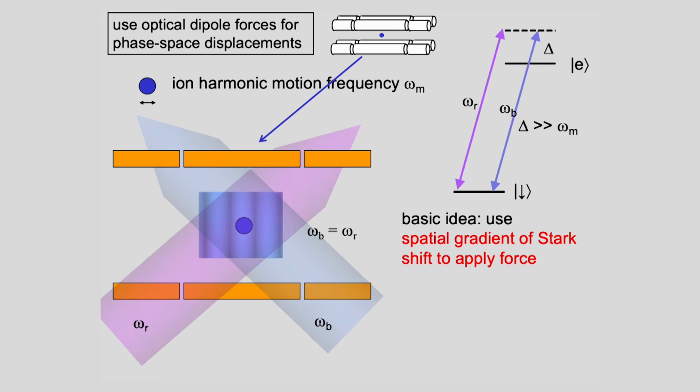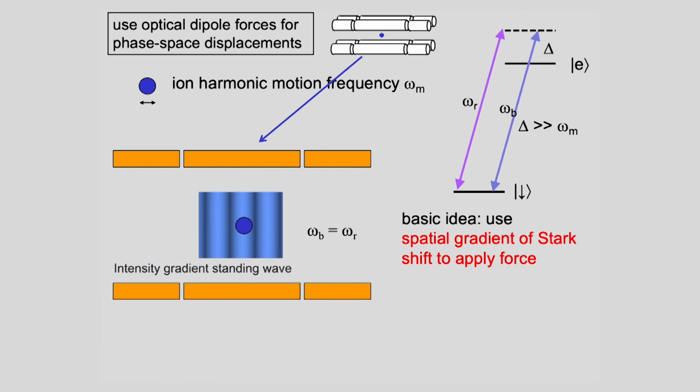At the center of where they cross, it actually makes a standing wave, much like water waves. If there were two separate water waves coming in at an angle, they would create a standing wave where they cross.